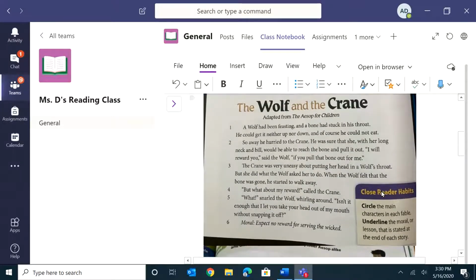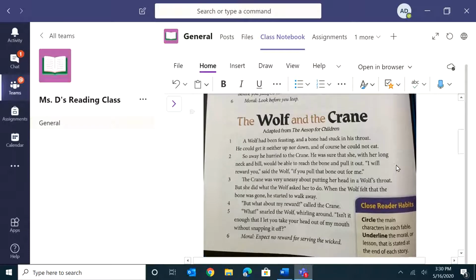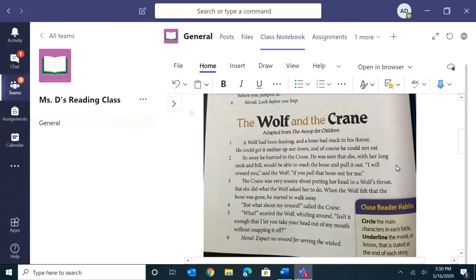Now let's look at the wolf and the crane. Again, this is adapted from the Aesop for Children. A wolf had been feasting, and a bone had stuck in his throat. He could not get it neither up nor down, and of course he could not eat. So away he hurried to the crane.